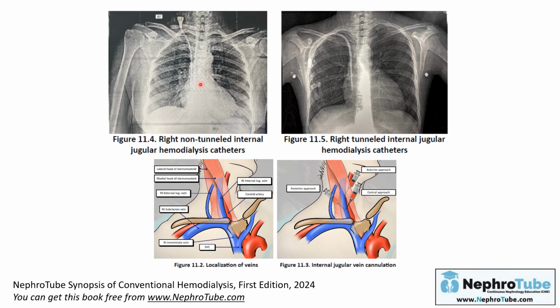But in the non-tunneled catheter, it should be positioned at the cavo-atrial junction, because the non-tunneled catheters are more stiff, and this may increase the risk of complications if they are placed in the atrium. Regarding the tip of the femoral hemodialysis catheter, I didn't show any photos for it, but whatever it is, tunneled or non-tunneled, it should be placed in the inferior vena cava.